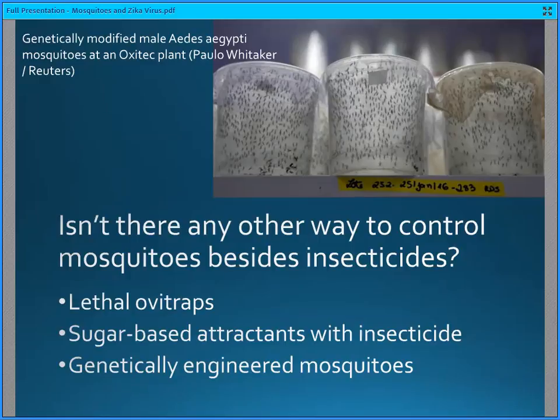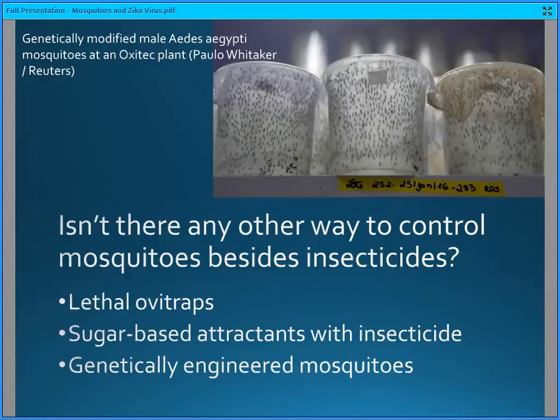Are there any other ways? Can we get around having to spray insecticide across a school or a neighborhood? There are some other options. There are things called lethal ovitraps. These are artificial breeding sites for mosquitoes that we can put out.